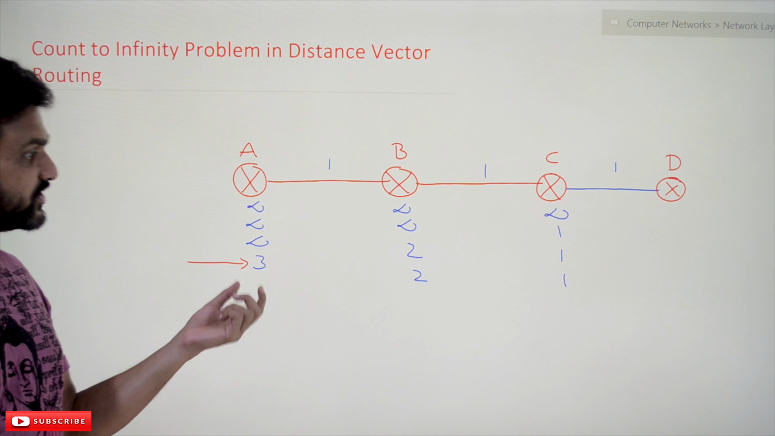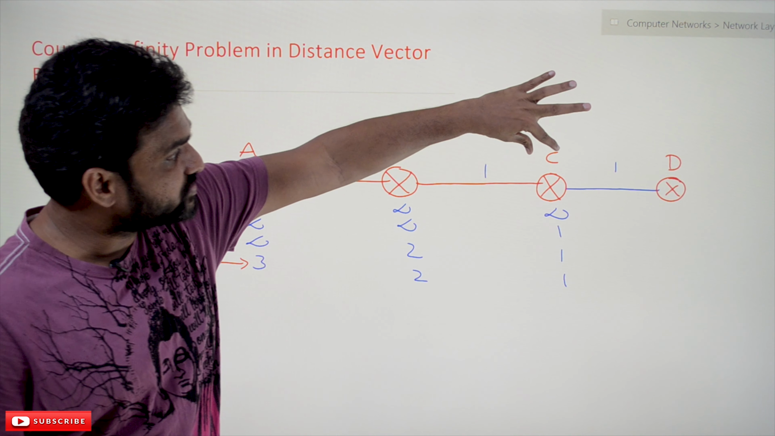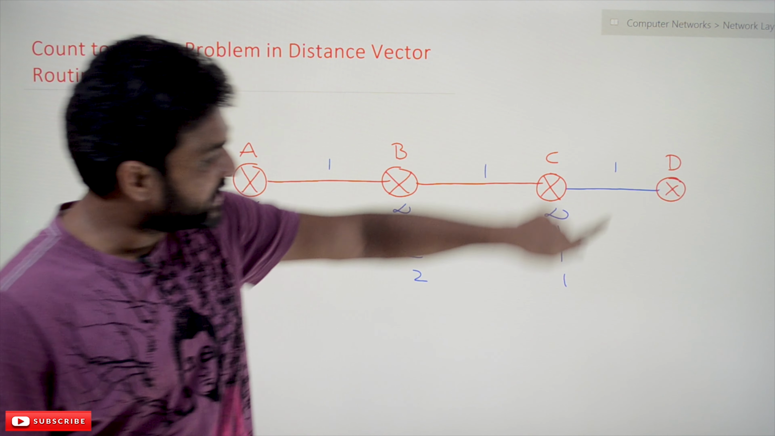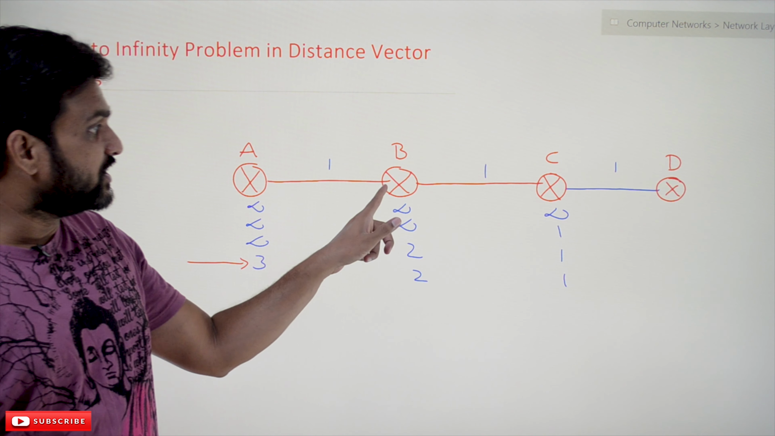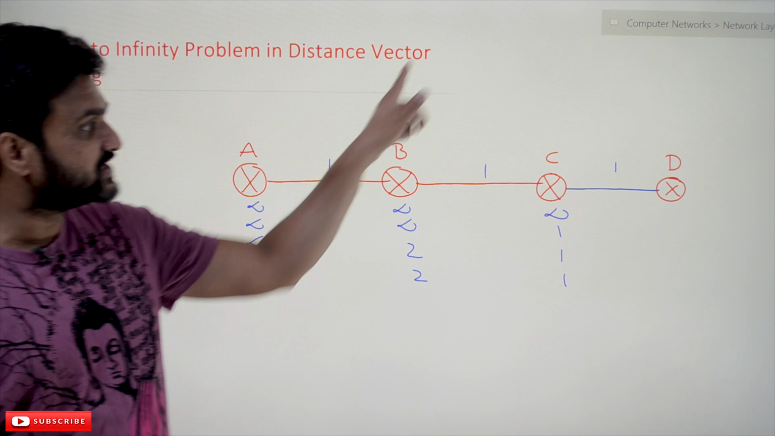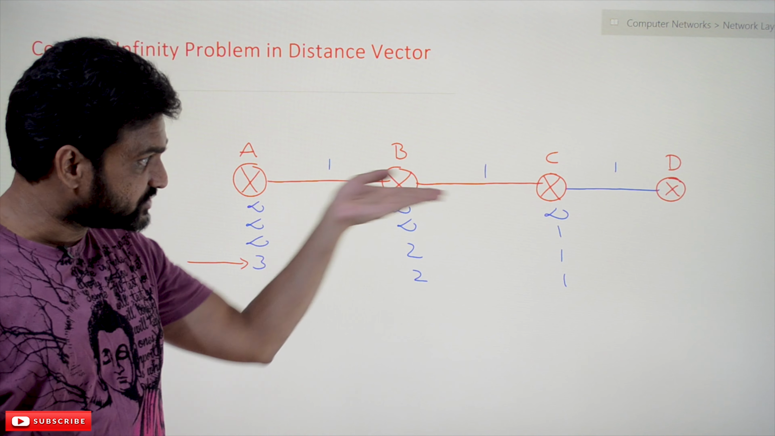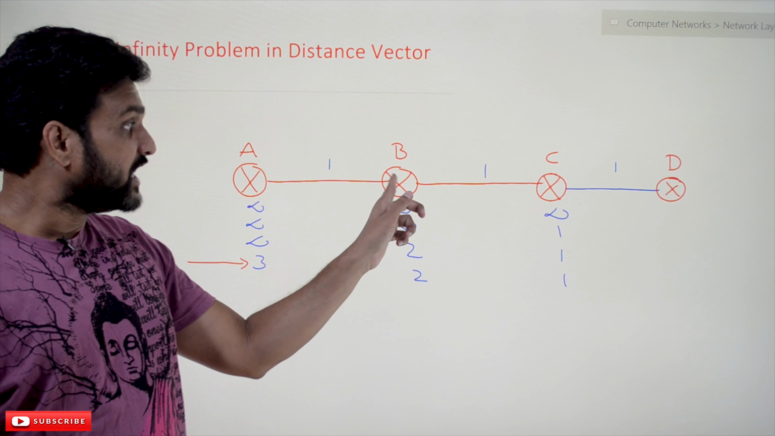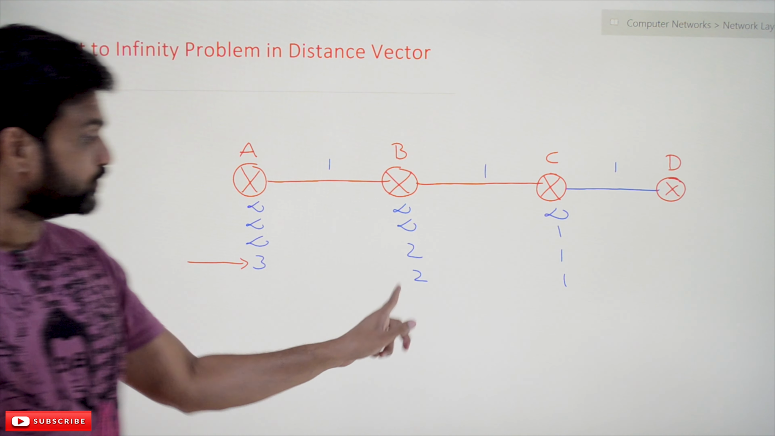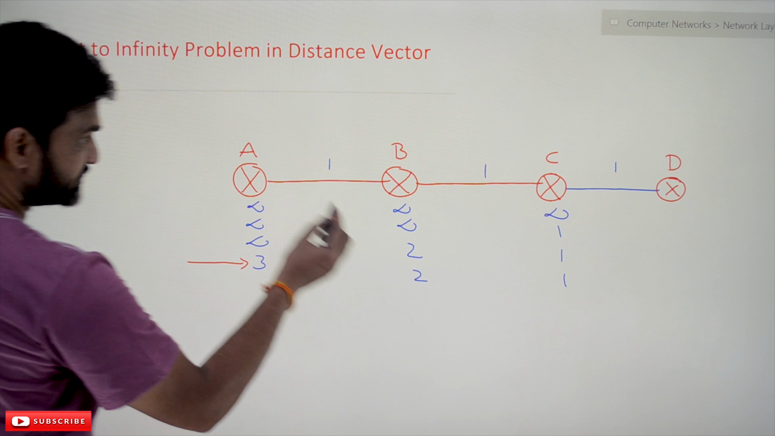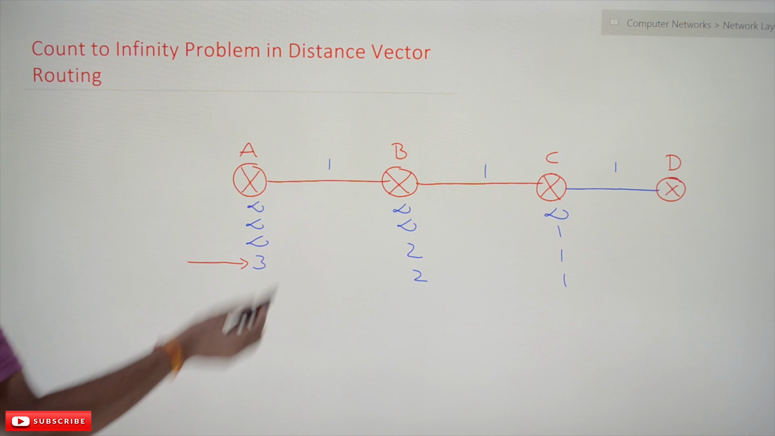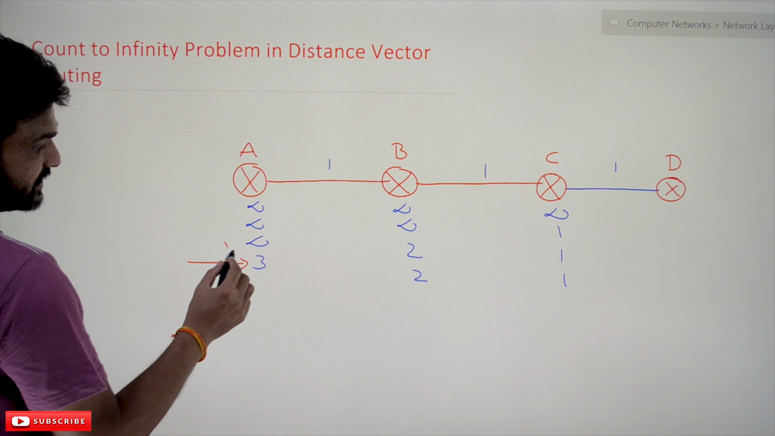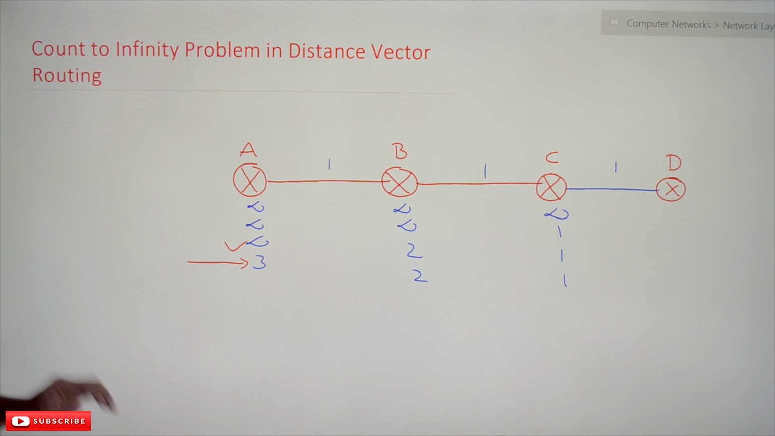With this, what we are going to understand is, for C to transmit the data to D, it has a distance of 1. In the same way, for B to transmit the data to D, it has to go through C, and the distance is 2. That is what this 2 is representing. Similarly, if A wants to transmit the data to D, it has a distance of 3.